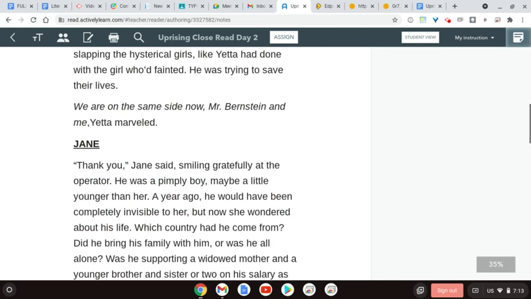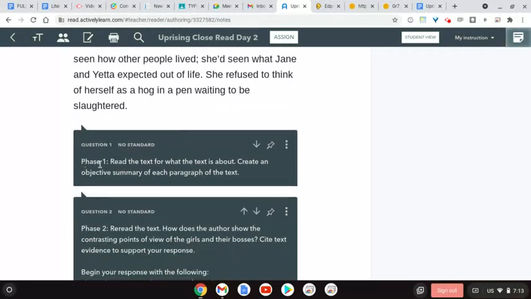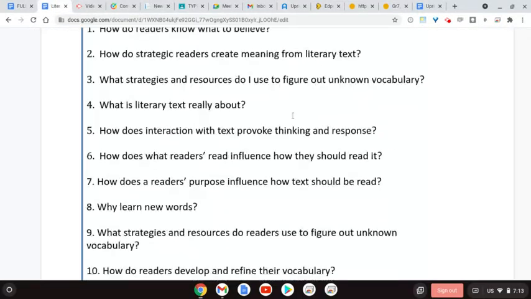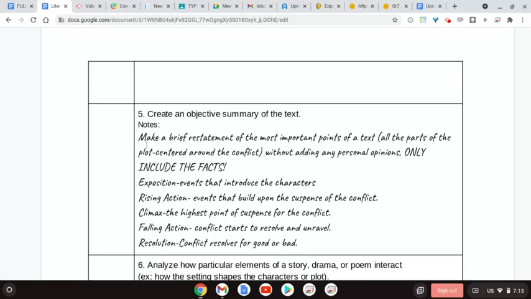As you read the excerpt the first time, you will be reading for what the text says. As we read for what the text says in phase 1, we are creating an objective summary of the text. Make sure you have an objective summary of each paragraph up there from the text. As we do this, we're looking at learning target number 5, to create an objective summary of the text, which means we're making a brief restatement of the most important points of the text that are all centered around the plot and the conflict, without adding any personal opinions and only including the facts. We also need to make sure that as we're not adding our opinion, we're also not providing quotations that are word for word from the text. It should be put into our own words.